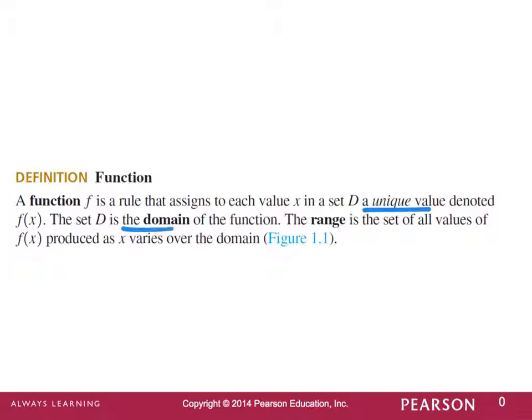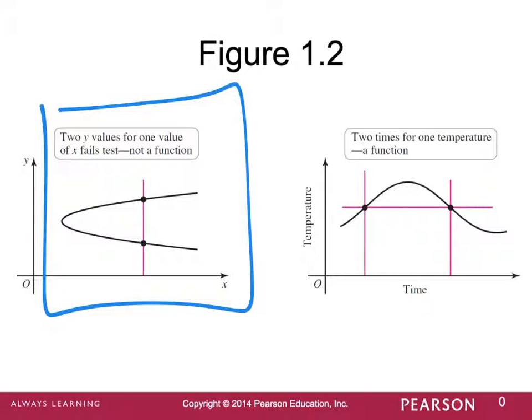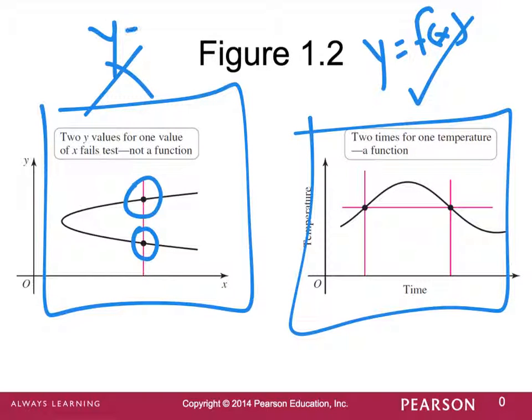But the set D is called the domain, and the range is the set of all the values of f of x produced as x varies over that given domain. One of the ways that we can test if something is a function or not is using the vertical line test. Over here we see that we do not pass the vertical line test because we cross through this relationship twice with one vertical line, whereas this we do pass the vertical line test. So this is a function, this is not a function, or at least over here y is a function of x, whereas over here y is not a function of x.